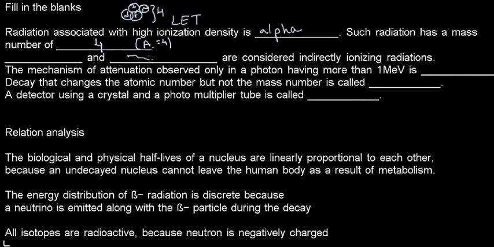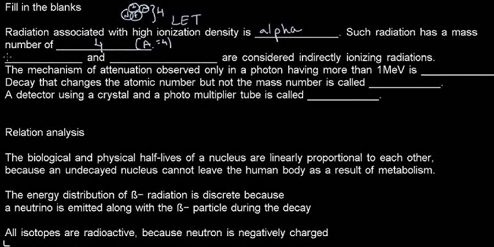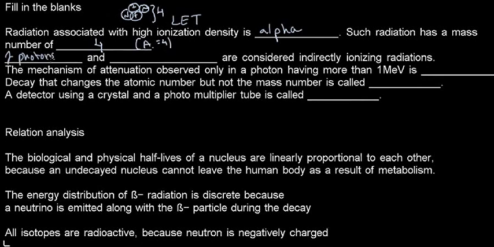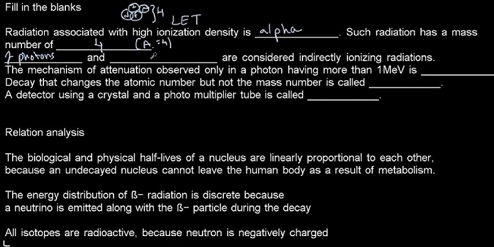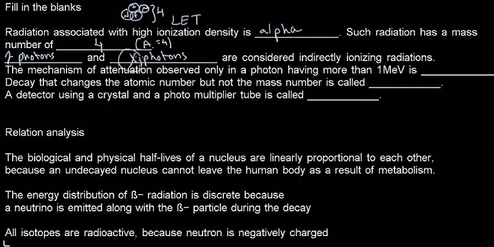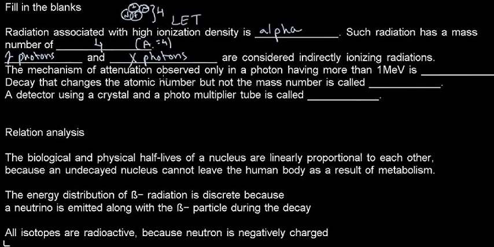So blank and blank are considered indirectly ionizing radiations. And we should know by now that gamma photons are indirectly ionizing radiation. And if you're not sure why, maybe you'd want to review the video about that. And sometimes people get confused and wonder, what's the other one? Well, the other one is X-ray photons. And just a reminder, hard X-rays can have the same frequency and energy as gamma rays. So don't get confused. The only difference between them is the source: gamma rays are due to nuclear interactions, and X-rays are due to electric interactions, and that's their origin.